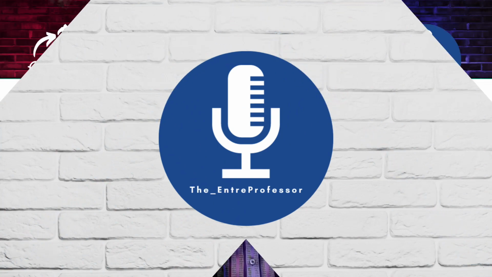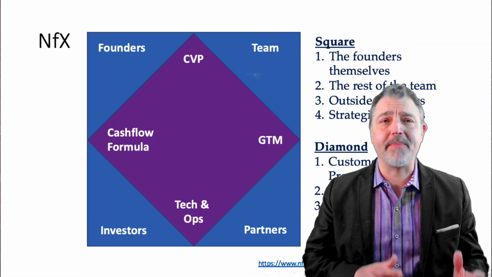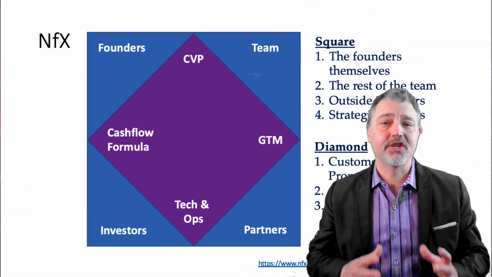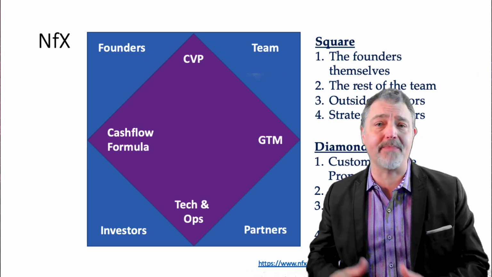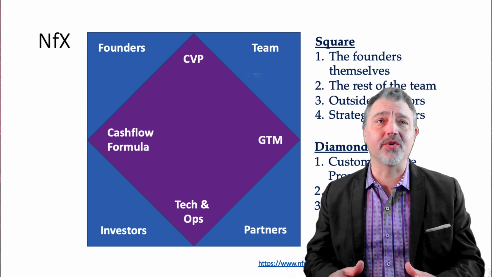Let's get into it. Here's the first framework, written about by James Currier in NFX. The square represents the people that are involved in the process, and the diamond represents the opportunity itself. Let's look a little closer.